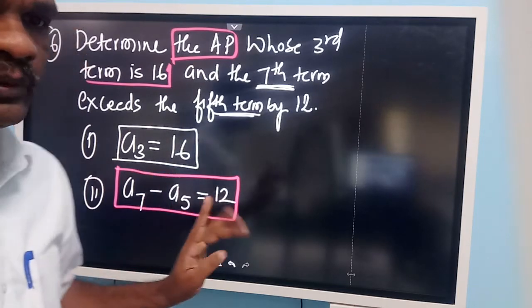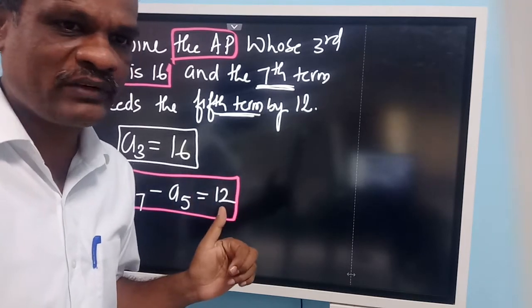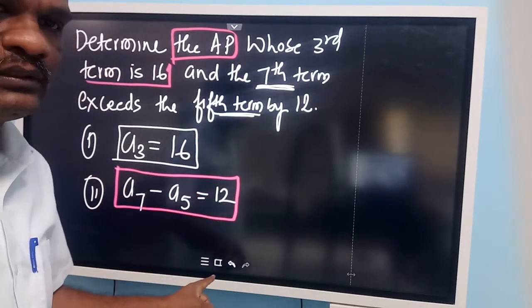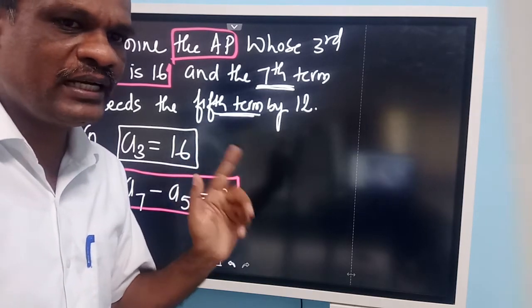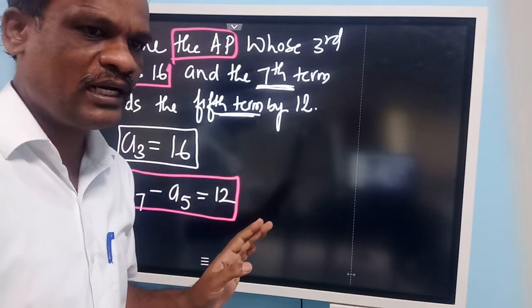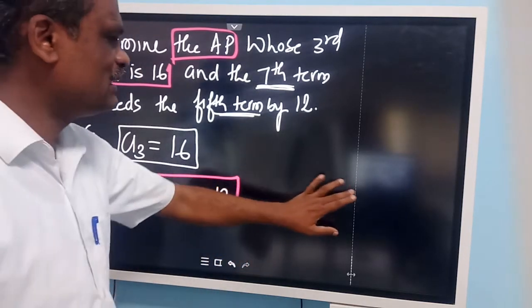Using this, you have to find the arithmetic progression. To find the arithmetic progression, we need to find the first term A and then the common difference D. Using these two pieces of information, you need to find A and D. Then only you can find the arithmetic progression. So let us see now. A3, the first one, the third term is 16.